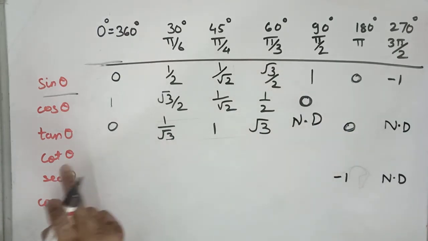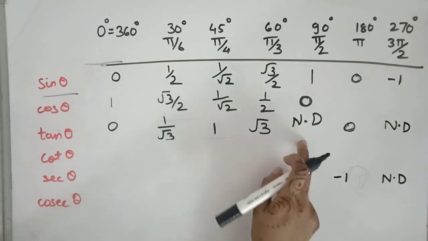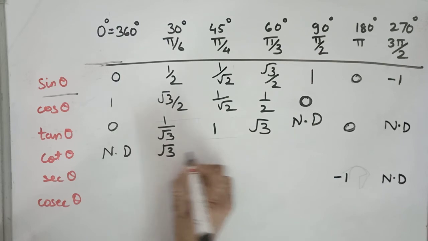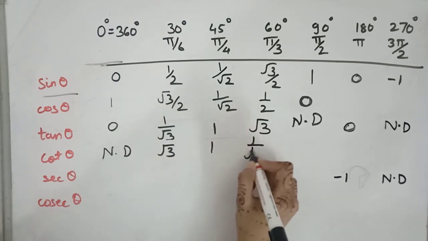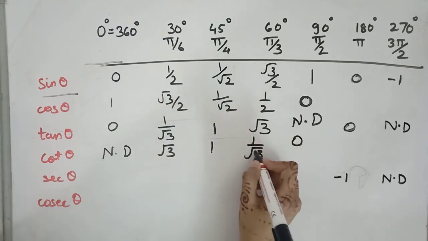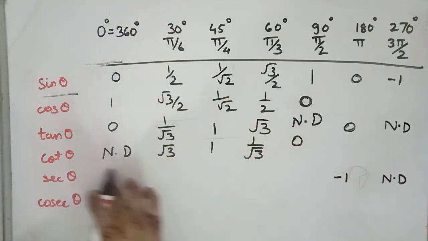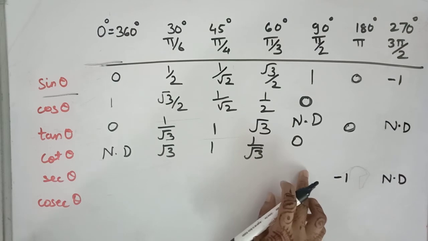Now reverse this table for cot theta. Not defined, root 3, 1, 1 upon root 3, 0. You have to reverse this for the cot theta.